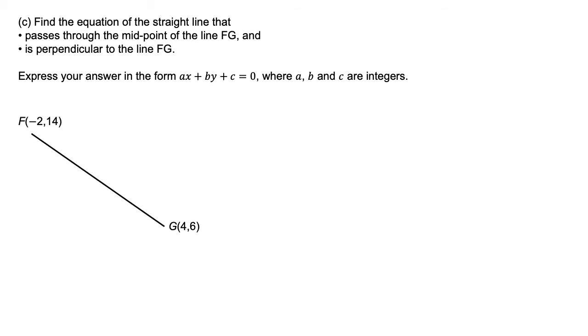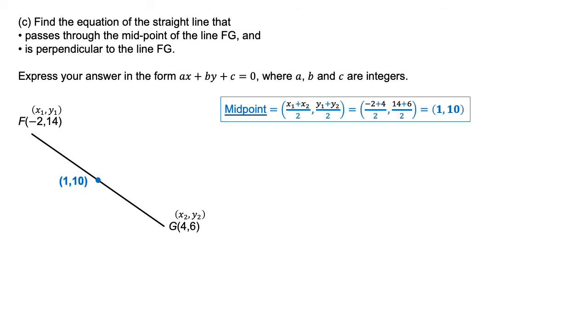Right, so there it is. There's our line. Quick sketch to see what's going on. So again, I quickly label x1, y1, x2, y2 for the two coordinates to help me. So the midpoint, exactly what I did before. I substitute all the values in, which gives me a midpoint of (1, 10).